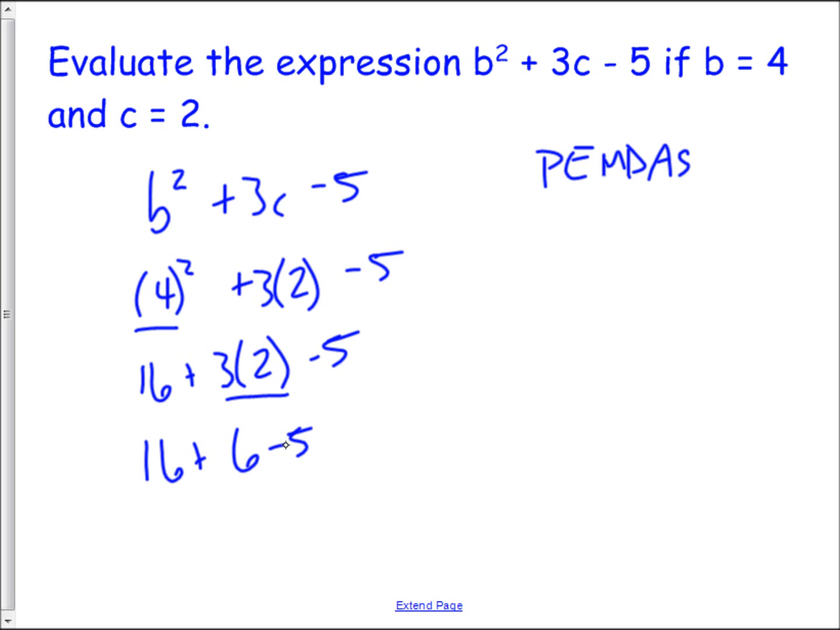Now I have addition and subtraction, but I have to go from left to right. So 16 plus 6, we'll do that first. All right, we'll get 22 minus 5. And then we have to do 22 minus 5, which gives us 17. Okay, and then that would be our final answer for that problem.